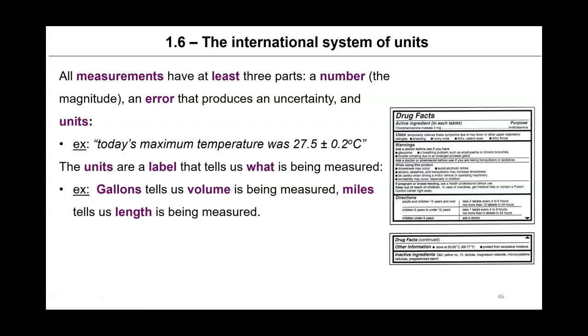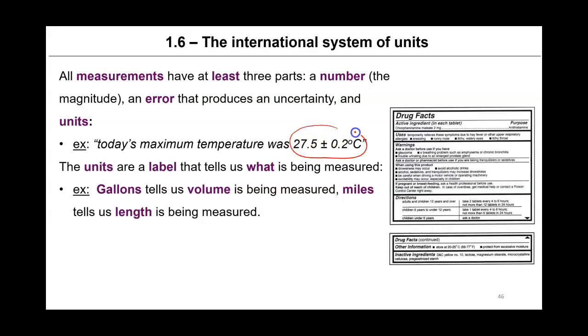So it's important to recognize that all measurements require at least 3 parts. They have a number that tells you how big the thing is that you're measuring, an error that describes the uncertainty in the measurement, and units that tell you what is being measured.